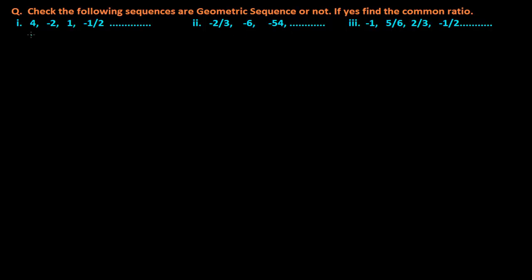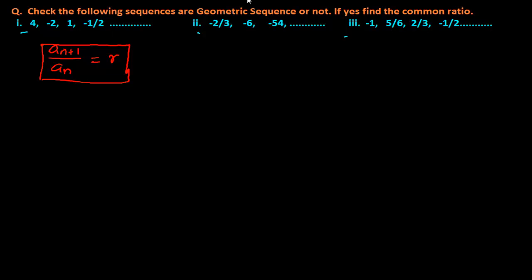Here are the three questions for three sequences: first one, second one, and the third one. Now we need to check whether they are geometric sequences or not. In the previous video we talked about how, to be a geometric sequence, the ratio of the succeeding term and the preceding term must be constant. That constant is called the common ratio. If this is applicable throughout the sequence, then we can say it is a geometric sequence. If not, then we can't say that. So let's check one by one whether they have the constant ratio throughout the sequence or not.